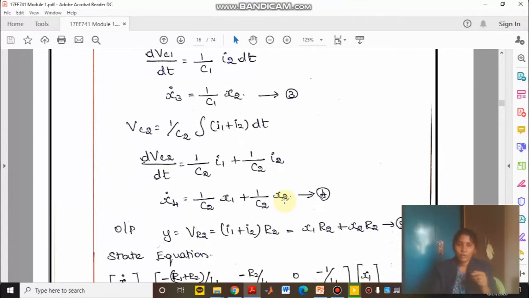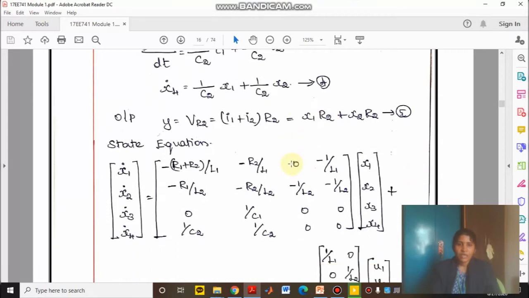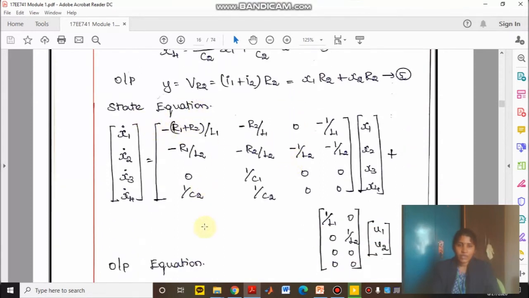Now which is our output? The voltage across the resistor R2 is going to be our output. Therefore, the voltage across the resistor is VR2, which is equal to the current flowing through R2, I1 plus I2, into R2. Replacing these physical quantities by your state variables, you will get this output equation. Now you can write your state equation and output equation.